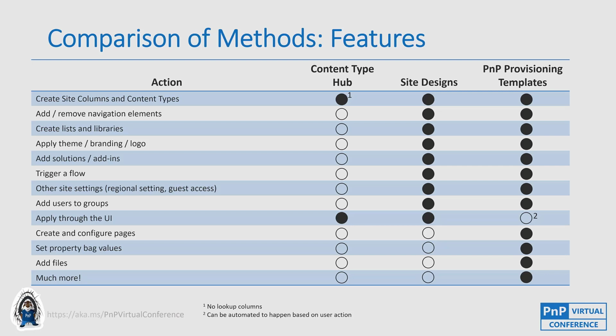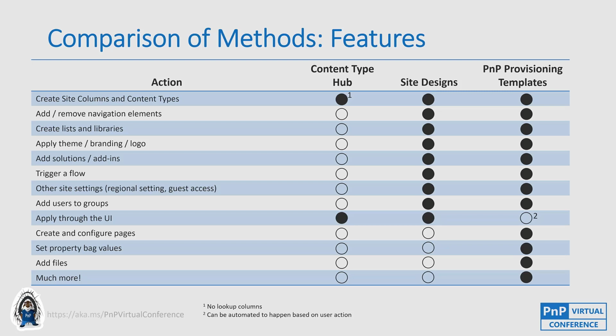We can apply theming, branding, and logo. We can add solutions, meaning things like a SharePoint framework web part that your organization has built. You can instantiate or activate that solution in your site using a site design or a PnP provisioning template. You can trigger a flow from either one of those two methods, which means that you have another hook to accomplish some other things that might not be supported by the schemas of site designs and PnP provisioning templates if you need to go a little bit further.